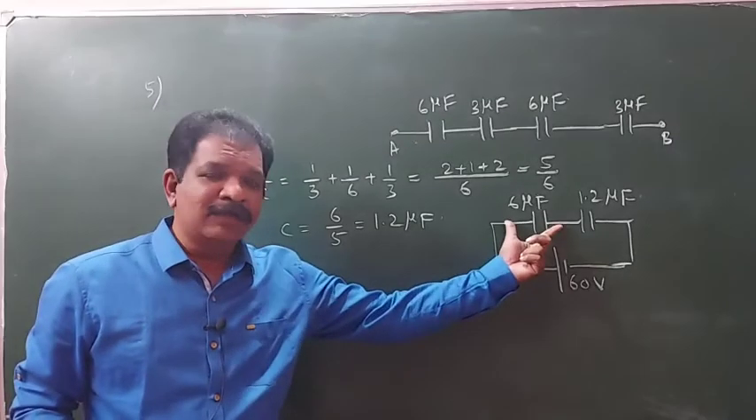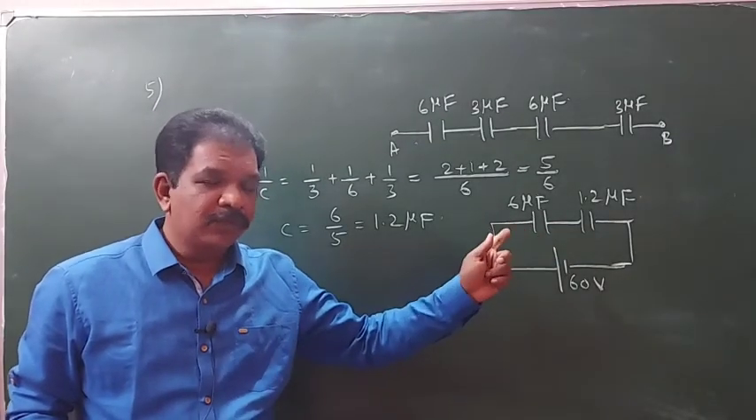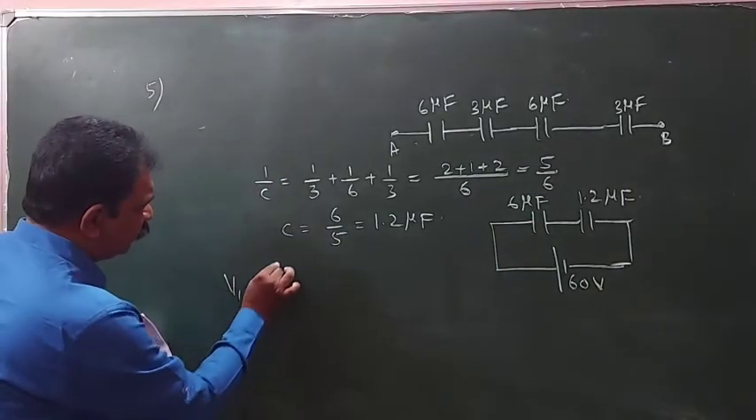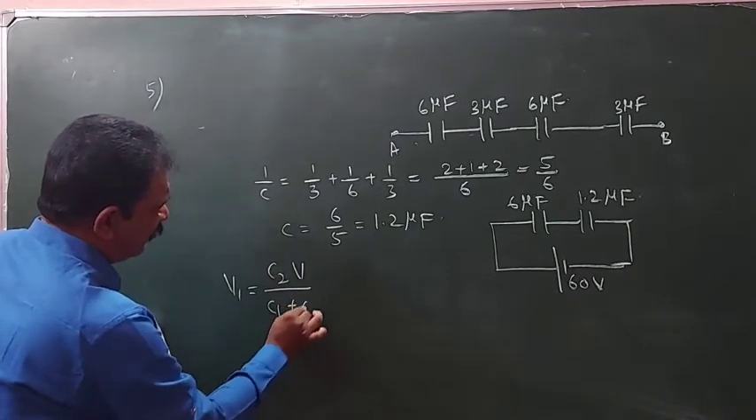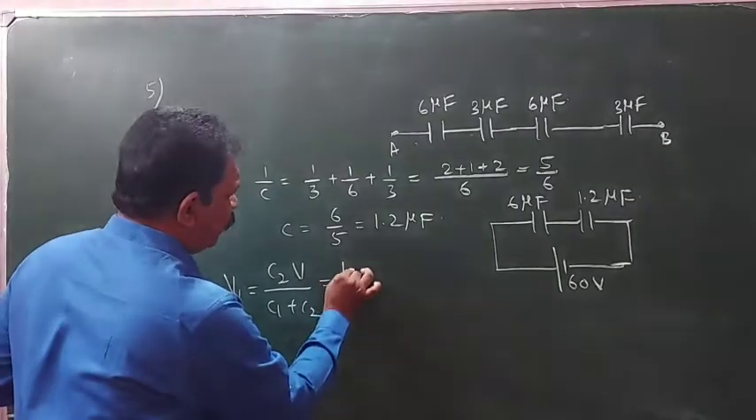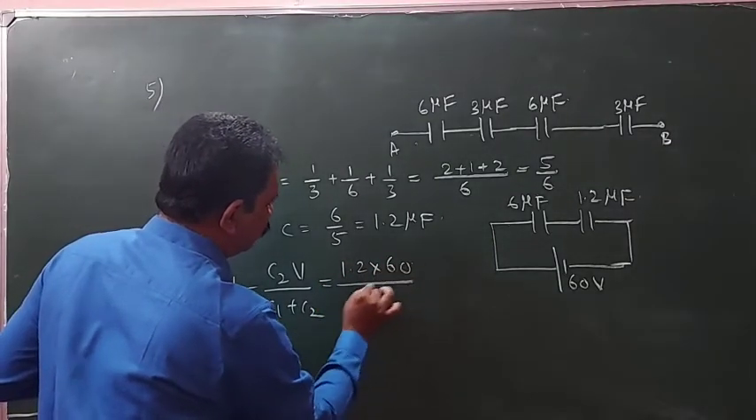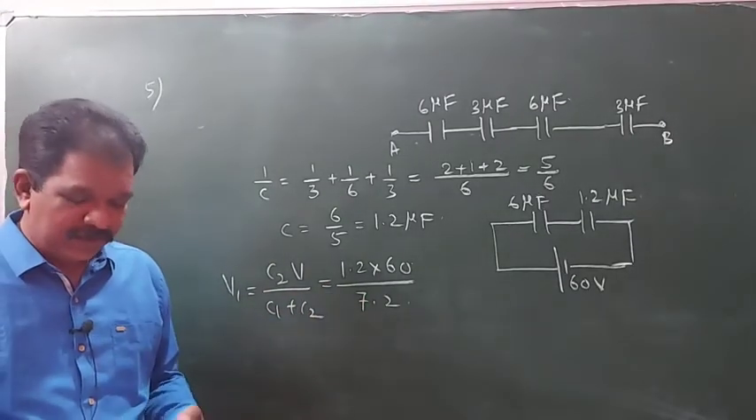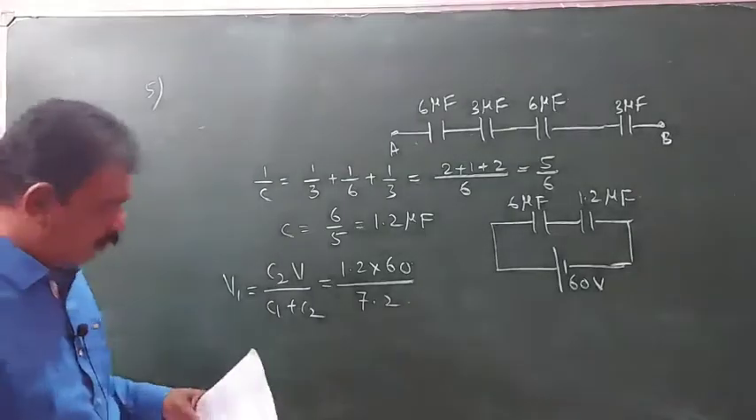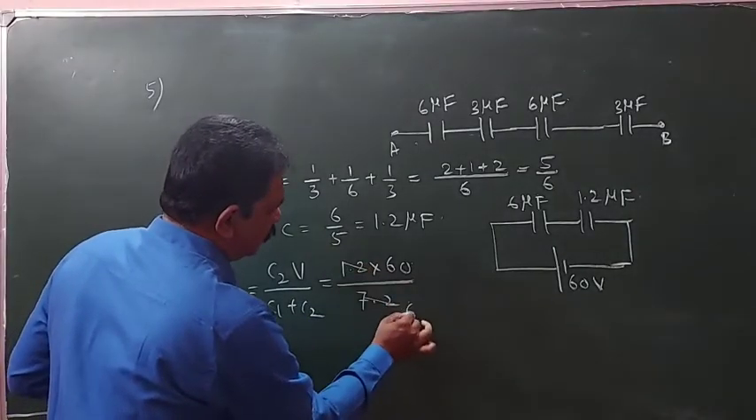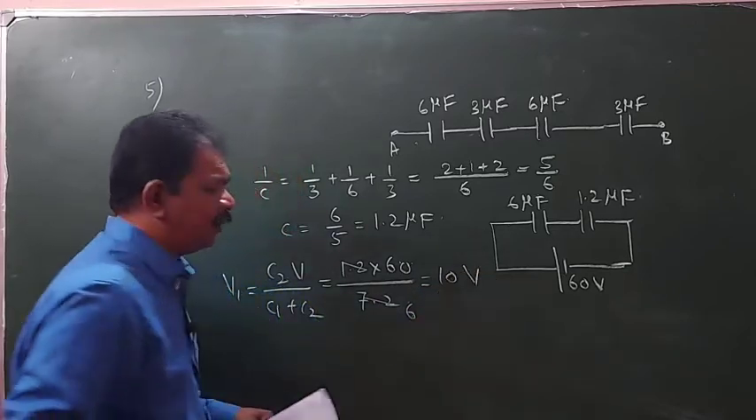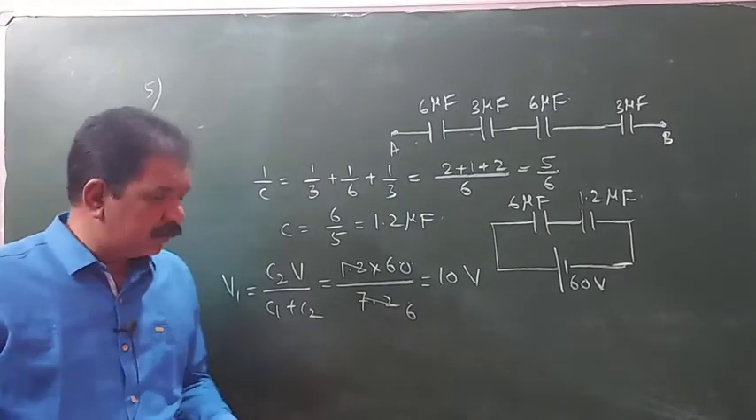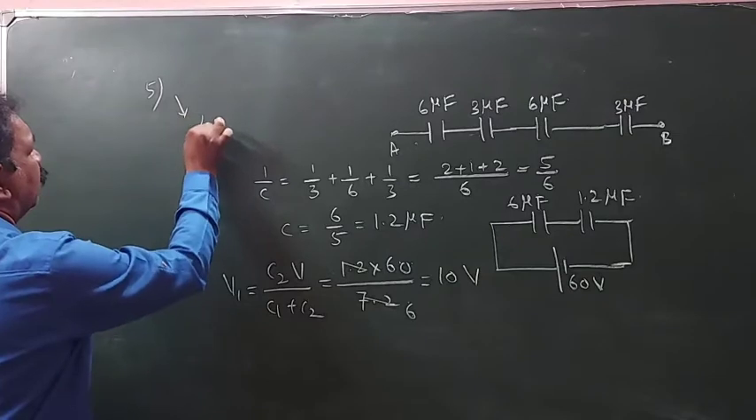Then PD across the first capacitor V1 is equal to C2V by C1 plus C2. 1.2 into 60 by 7.2. 1.2 six is 7.2. So this will be 6 times 6 tens. So this value will be 10 volt. Okay. So fifth one, it will be fourth option.